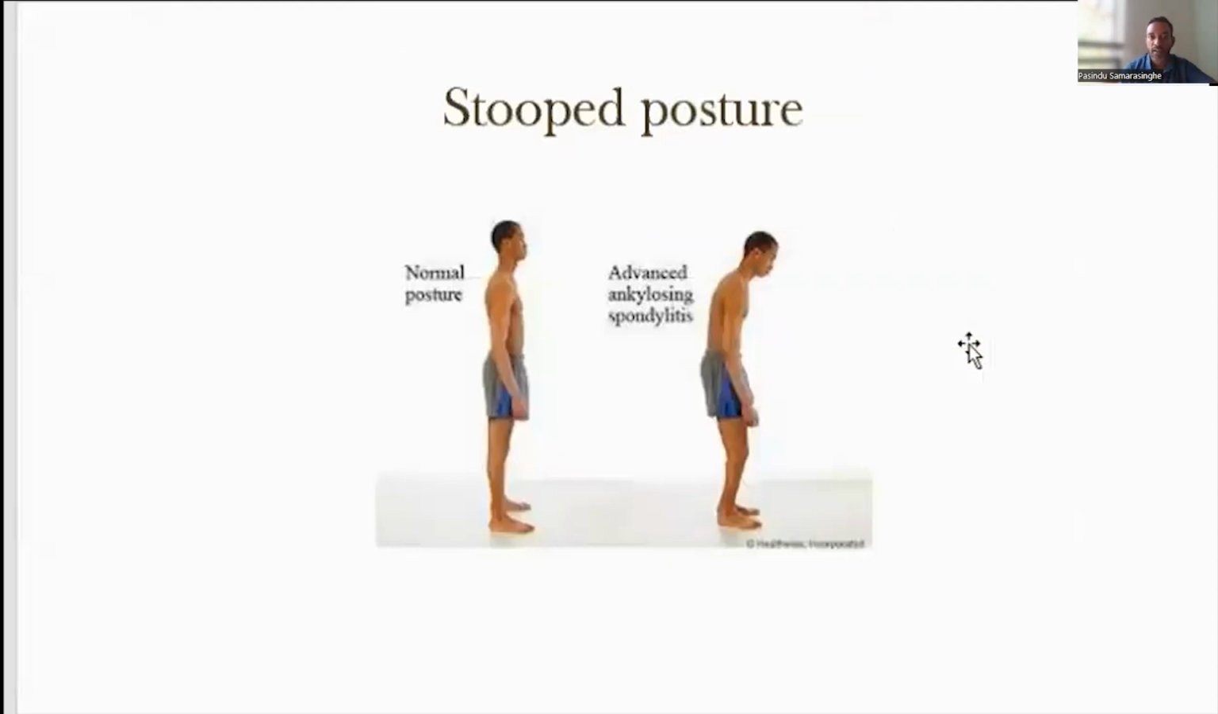On the back, you can see that they develop stooped posture. Nowadays, because of novel new treatment, you don't see this much. If you miss these patients and this goes on for years, they will get a stooped posture, and this is progressive, and eventually their mobility becomes quite handicapped.